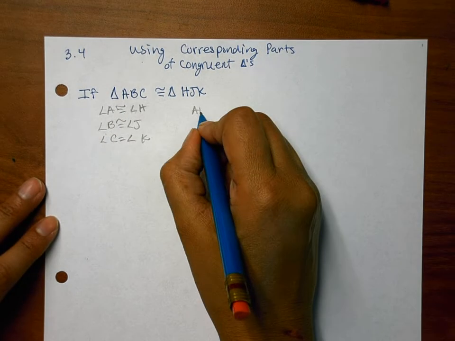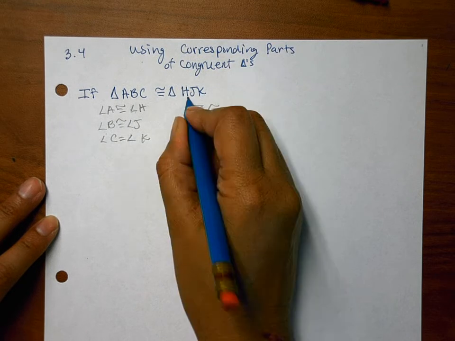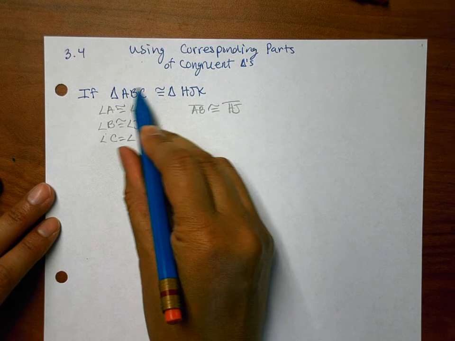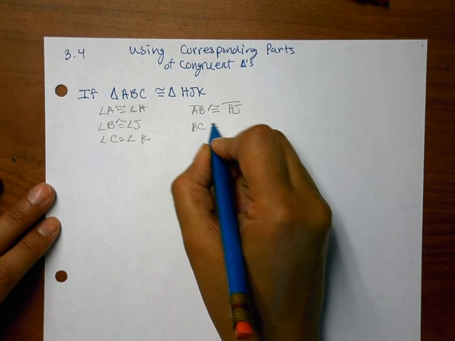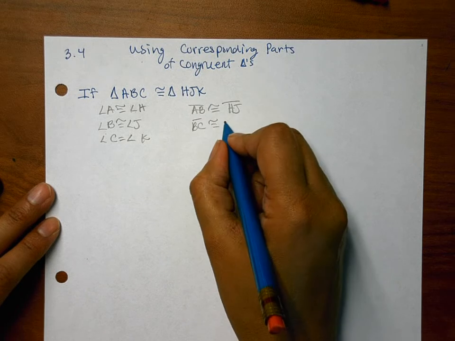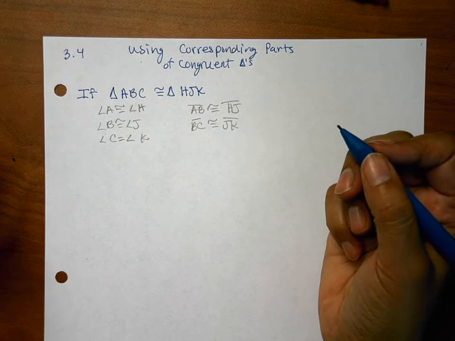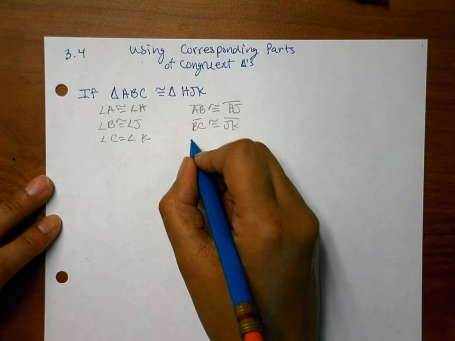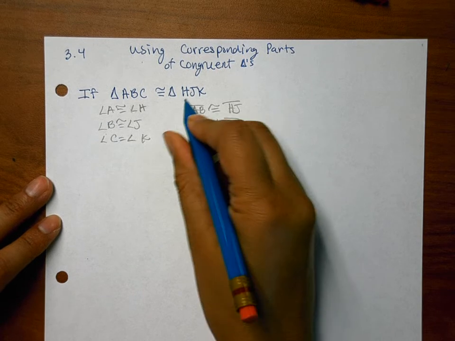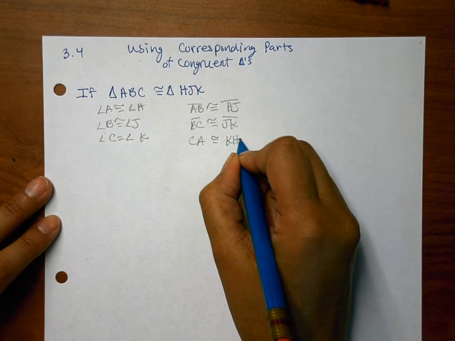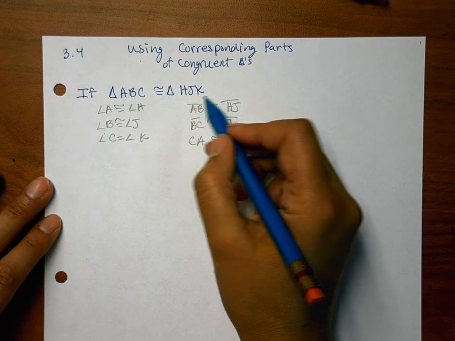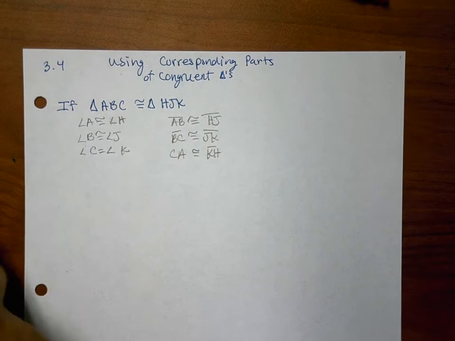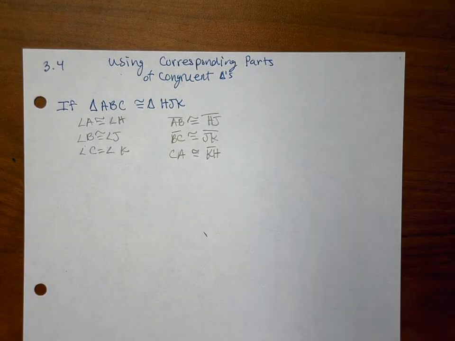We can also conclude corresponding segments, corresponding sides. So AB is congruent to HJ. Again, all of this is without the picture. BC is congruent to JK. And where's our third side? I did the first two, the last two, it's the last and the first. CA is congruent to KH. You could have put AC is congruent to HK or KH. The order doesn't matter when naming a segment.